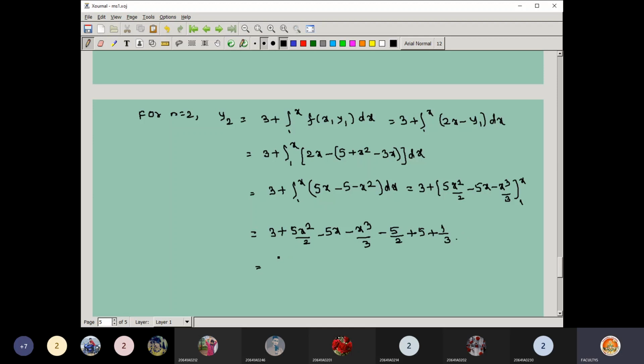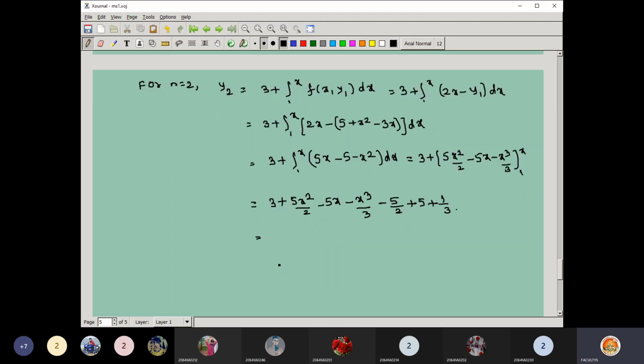దీన్ని కొంచెం సింప్లిఫై చేయండి. సో ముందు x టర్మ్స్ రాయండి. 5x square by 2 minus 5x ఉంది minus x cube by 3. మిగతా వాటన్నిటిని సింప్లిఫై చేసేయండి. అది ఎంత వస్తుంది? 3 ఉంది ప్లస్ 5 ఉంది 8 minus 5 by 2 plus 1 by 3. 35 by 6 వస్తుందా చూడండి. Are you getting 35 by 6?